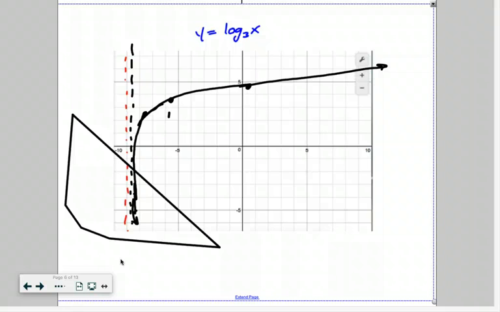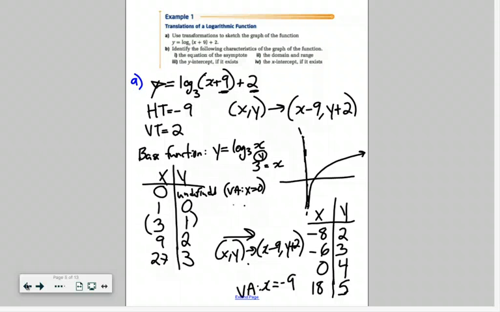Okay, so you've got your x equals negative 9 vertical asymptote, and then you've got a y-intercept at 4, which we saw, and then you've got an increasing function. Domain would be x has to be greater than negative 9, range would be any real number. So in part B, the equation of the asymptote, x equals negative 9, domain, x has to be greater than negative 9, range, any real number. Y-intercept we found when we did our table of values, so it's at 4.